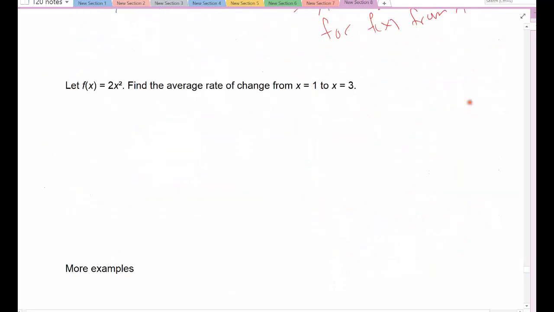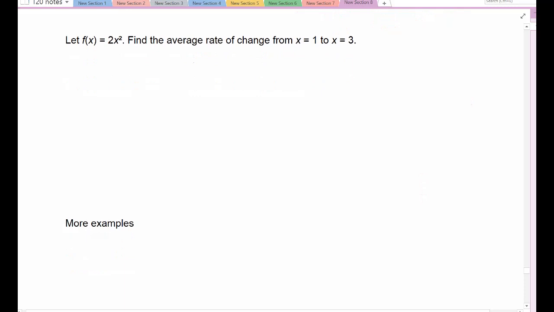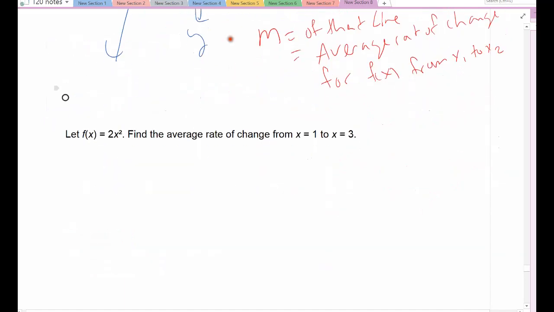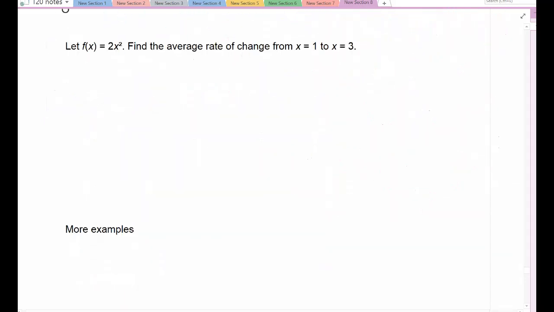Alright, so we're just going to practice finding that. That's the first one. Find the average rate of change from x1 to x2. Alright, average rate of change, so my function is 2x minus x squared. I want the average rate of change from 1 to 3.